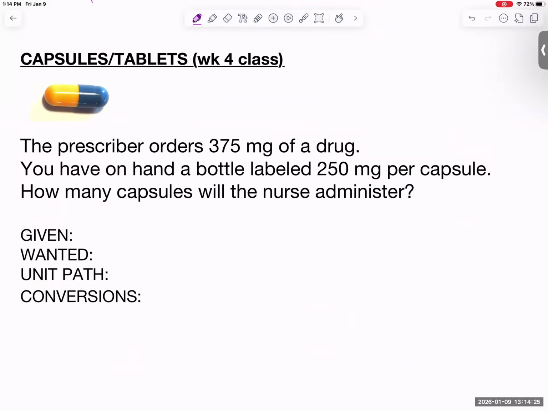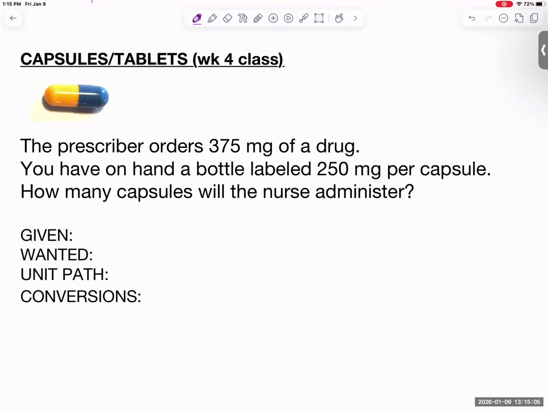Okay. All right. So the prescriber orders 375 milligrams of a drug. You have on hand a bottle labeled 250 milligrams per capsule. So when you see something that says on hand, it's either delivered by pharmacy, or it's in your med drawer, or it's in the patient's cabinet if you're working home care. So when you say on hand, it's what's available for you to use.